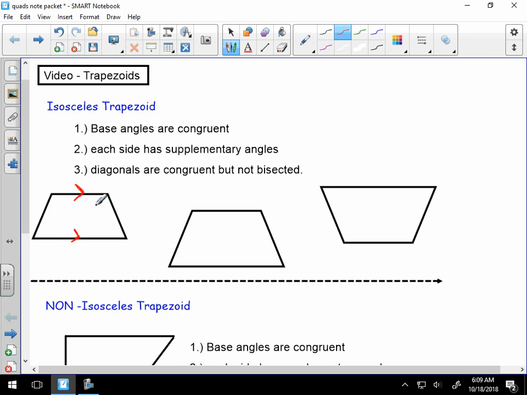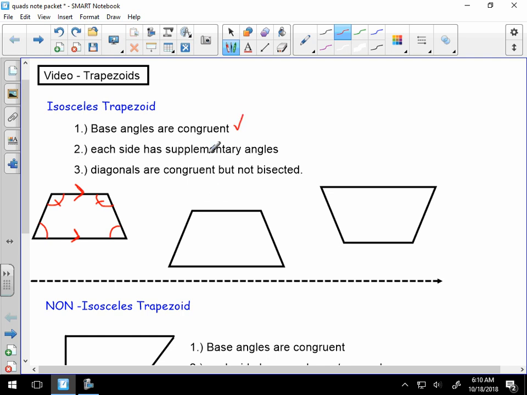Alright, so base angles are congruent. This is just like an isosceles triangle, as if the top of the isosceles triangle got cut off. In an isosceles triangle, the base angles are equal, and that's true with the isosceles trapezoid. But not only are these two congruent base angles, but these as well. I'll just mark these differently. So the bottom two that are across from each other are equal, as well as the top.